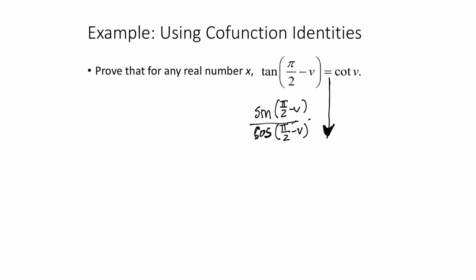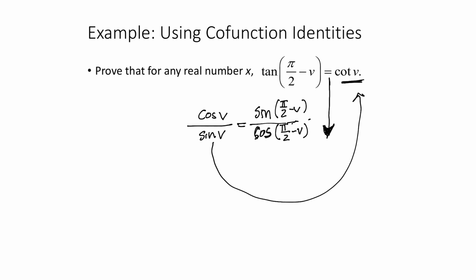Right, so all we are doing is putting that angle in here and expressing it that way. Looking at these individually, I know that the sine of pi over 2 minus v is actually equal to the cosine of v, and the cosine of pi over 2 minus v is equal to the sine of v. And cosine over sine is equal to cotangent. That's what cotangent is being described as. And so we can see it's a very simple proof to show that this identity actually does work.